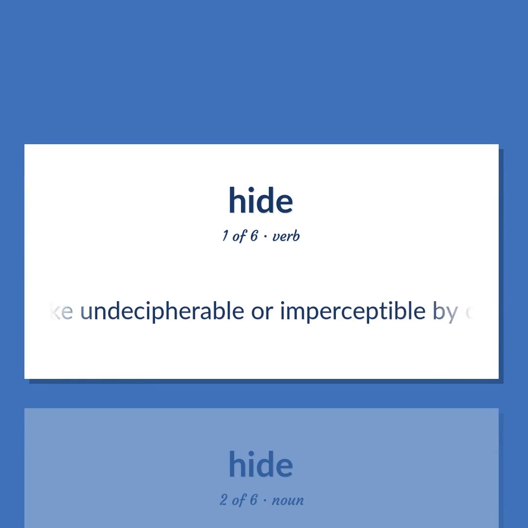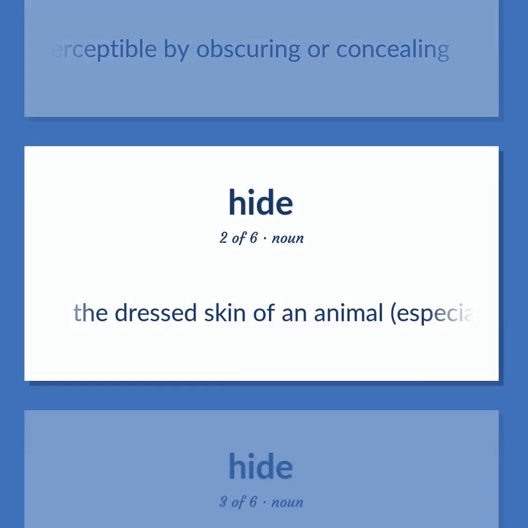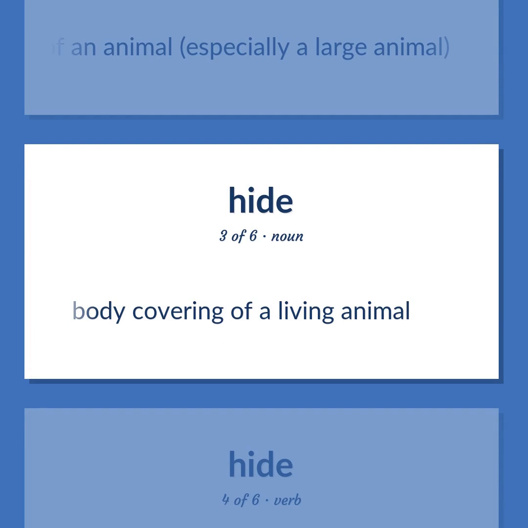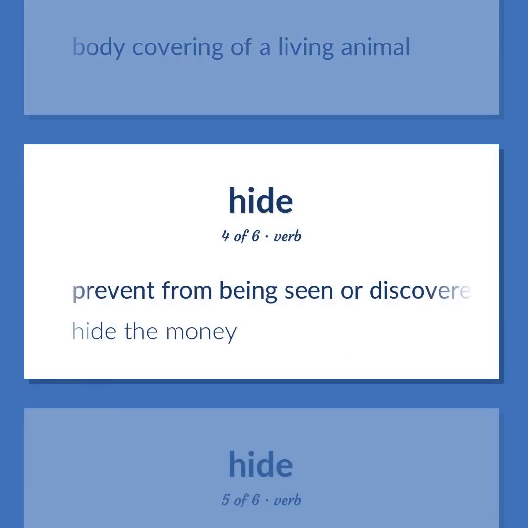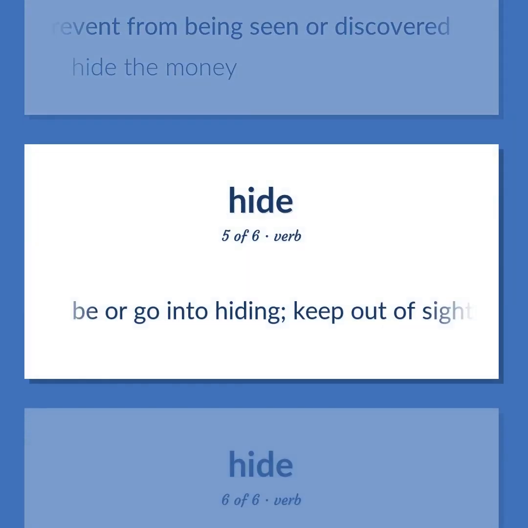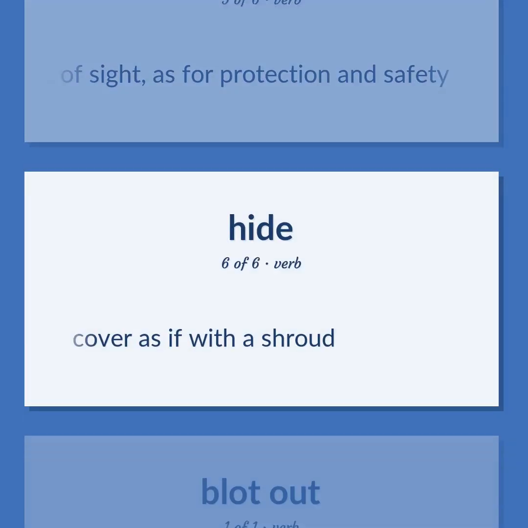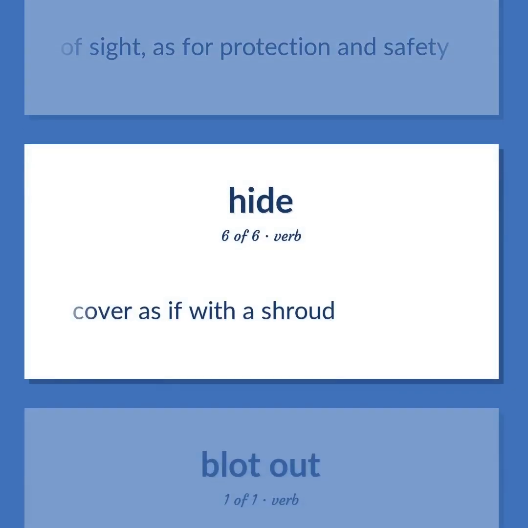Make undecipherable or imperceptible by obscuring or concealing. The dressed skin of an animal, especially a large animal. Body covering of a living animal. Prevent from being seen or discovered. Hide the money. Be or go into hiding. Keep out of sight, as for protection and safety. Cover as if with a shroud.